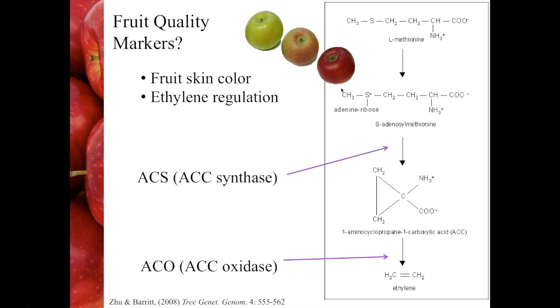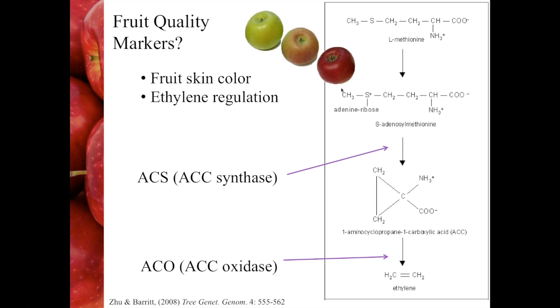So what are we actually testing with? Well, in apple, there are a lot of markers that have been identified that are linked to resistances to pests and diseases, but we don't really have very many for fruit quality. And certainly, when you go back just a few years, we were really stuck with just a couple of markers, one for fruit skin color and one for ethylene regulation.